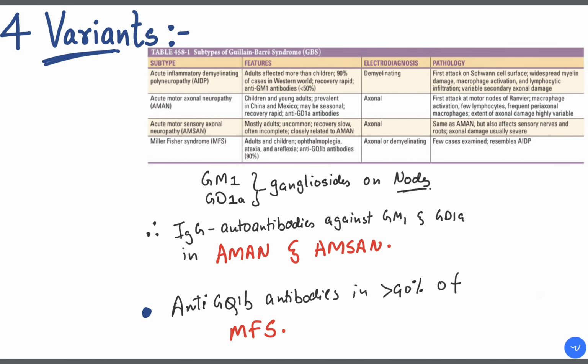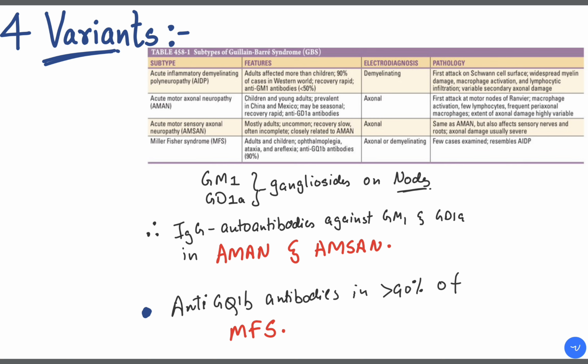So GBS has basically four variants, out of which we know that AIDP is the most common variant. Roughly 90% of all the patients of GBS will have AIDP. AIDP stands for acute inflammatory demyelinating polyneuropathy, as we all know. Recovery is rapid, and anti-GM1 antibodies are seen, but they are only seen in less than 50% of the patients. Therefore, this is not specific to AIDP.